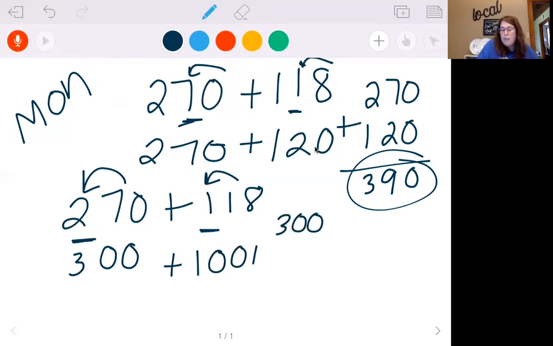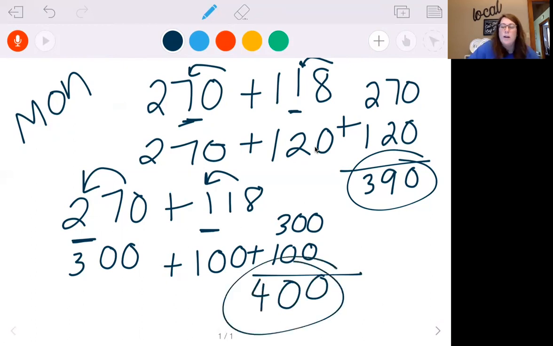So now we have 300 plus 100. 0 plus 0 is 0, 0 plus 0 is 0, and 3 plus 1 is 4. So we get 400 there, which is only 10 off from 390, so very close.